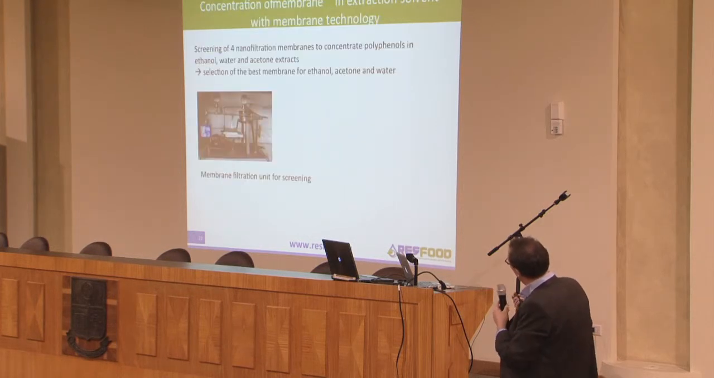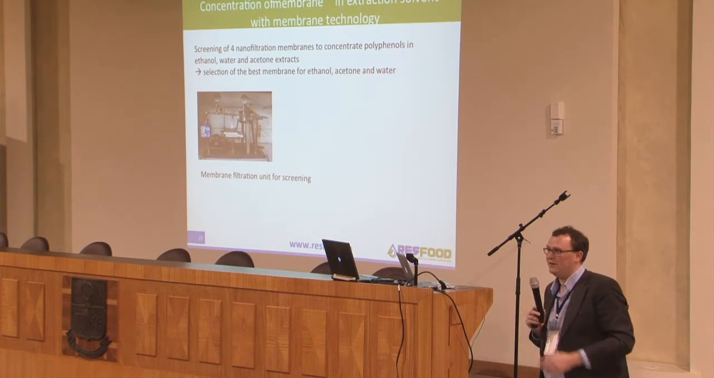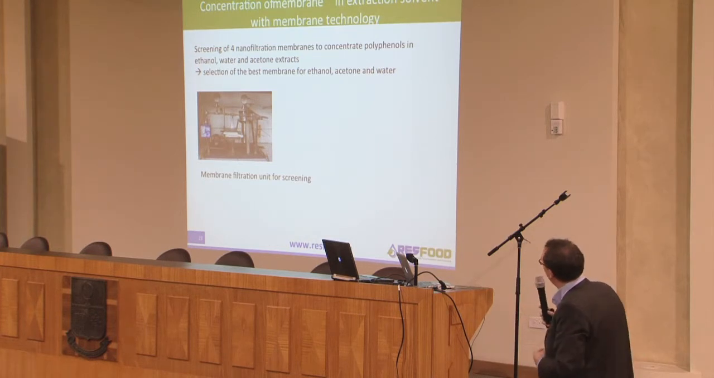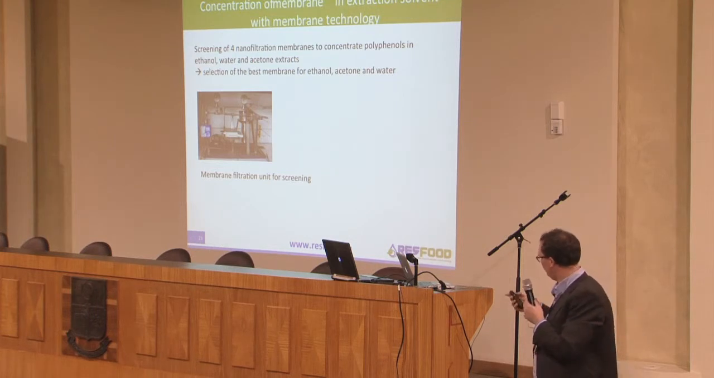Now, what we're also doing is we would like to concentrate these polyphenols in the extraction solvent. And therefore, we use membrane technology. We screened 4 nanofiltration membranes, which are polymeric membranes, to concentrate polyphenols in our extraction solvents: water, ethanol, and acetone. We selected the best membrane for ethanol, acetone, and water, and here you see a picture of how it looks in the lab.